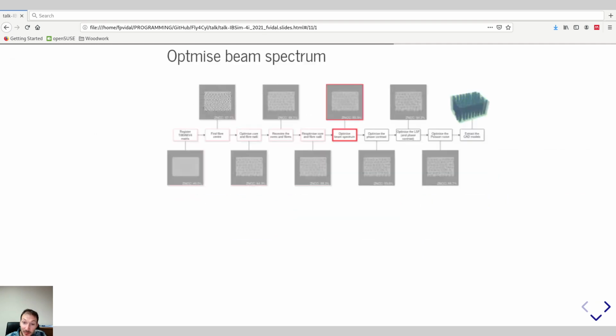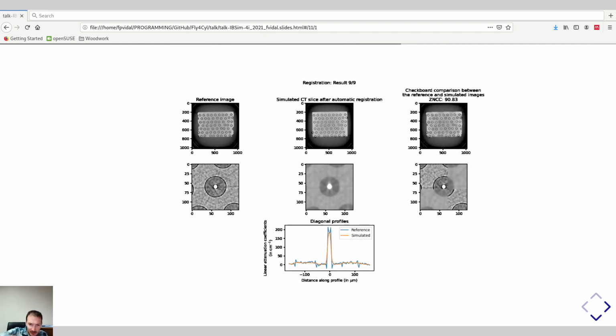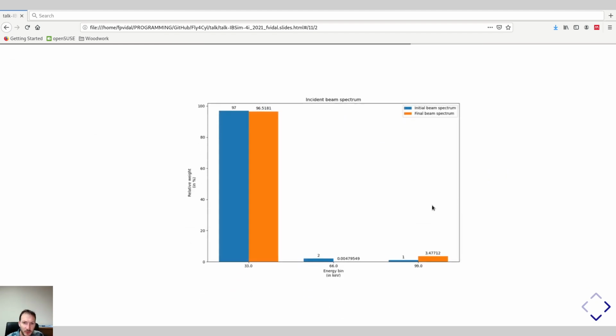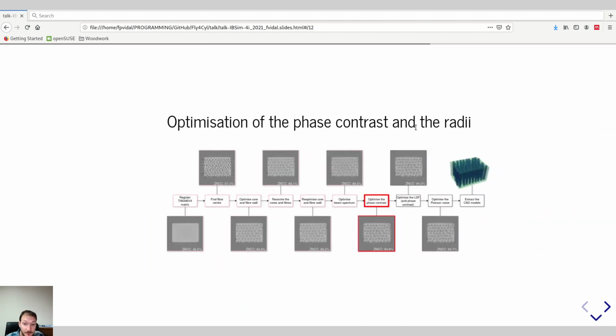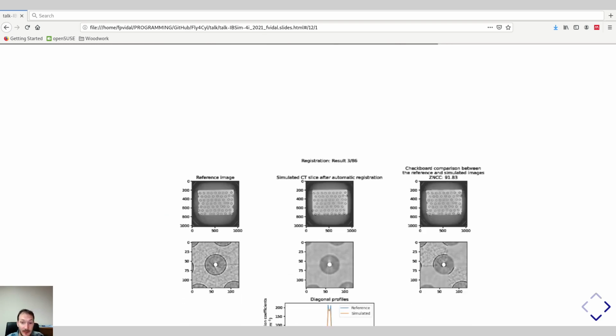Now we add the beam spectrum. So here it's really the height here that matters. And it's improving, I mean, you can see here we have mostly primary energy, not much first harmonics, a lot more second harmonics. It improved the correlation a bit further. The correlation is between the CT reconstructions. We only use the CT reconstruction here to see how good the registration is.